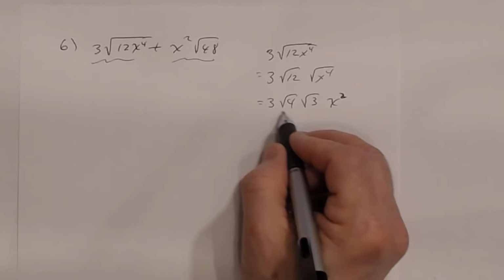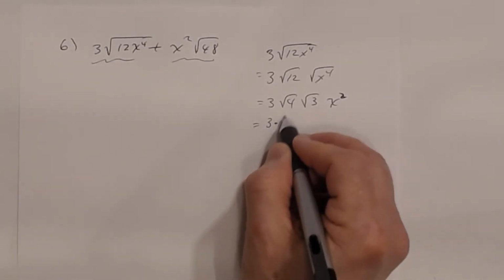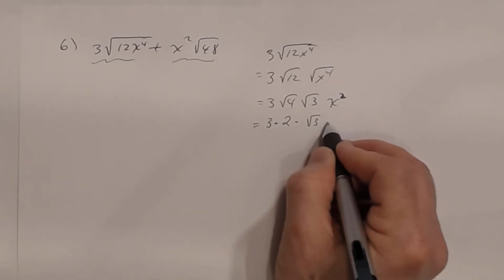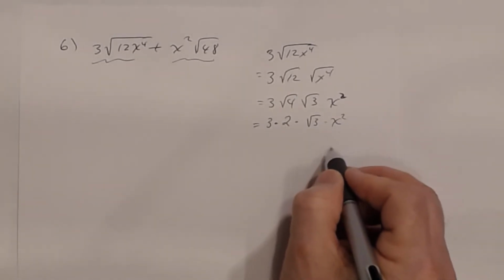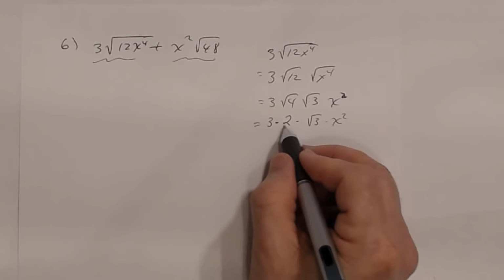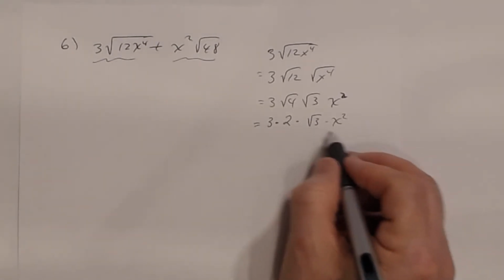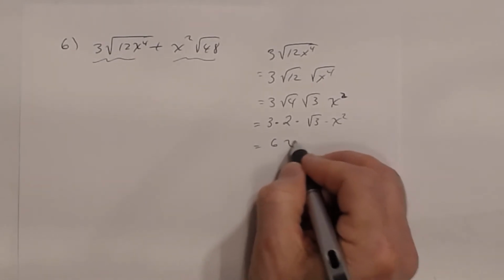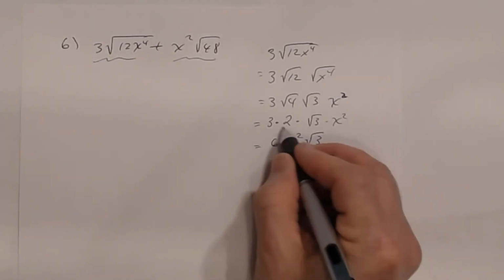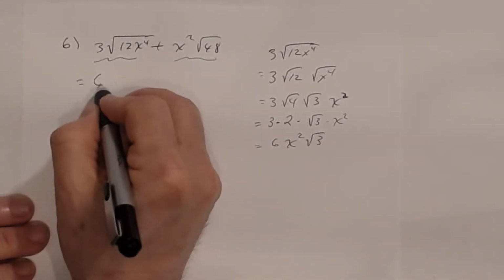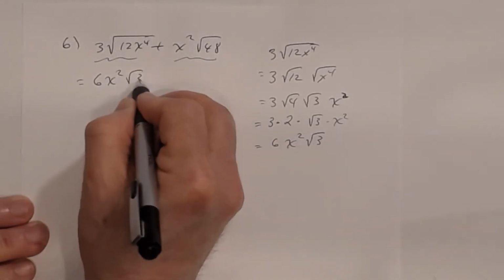Now, let's simplify this. I get 3 times the square root of 4 is 2 times the square root of 3 times x squared. And you all know that 3 times 2 is 6. You got to do that. And let's put the square root of 3 behind at the end. So I'm going to get 6x squared square root of 3. So that goes here: 6x squared square root of 3.